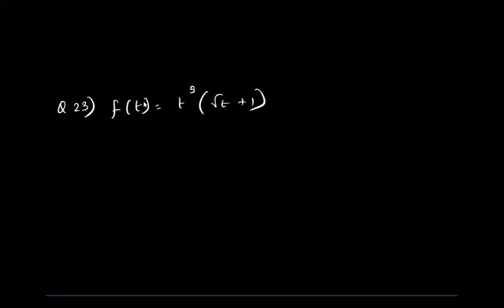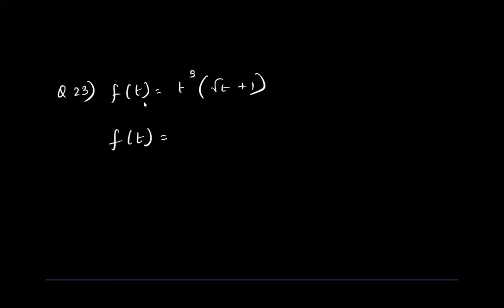So again, I'm going to do the same thing. I'm going to rewrite it. I'm going to do it in both methods here so that you can see both methods. In the first method, I'm going to just rewrite it. Remember, square root of t is nothing but t to the power of 1/2, correct?